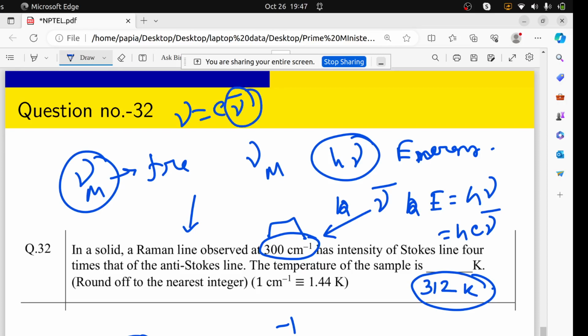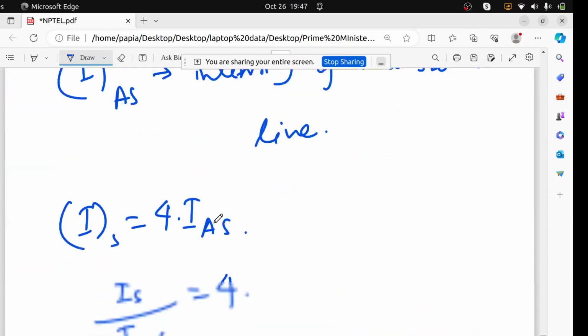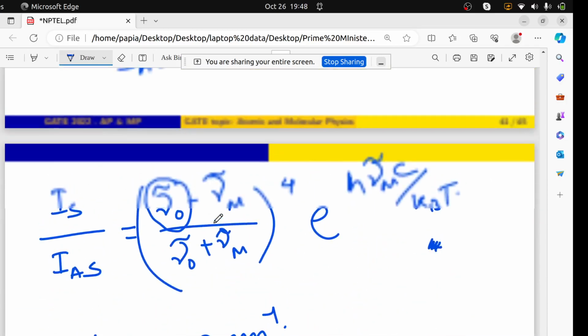So nu is nothing but c into nu bar. As the data is given in terms of centimeter inverse or meter inverse, which is nu bar, that's why we have changed the value of nu to nu bar by the relation nu equals c into nu bar. Basically, I am writing here nu tilde, but it is exactly the same as nu bar. That's why we are writing here h nu m tilde c by kBT.